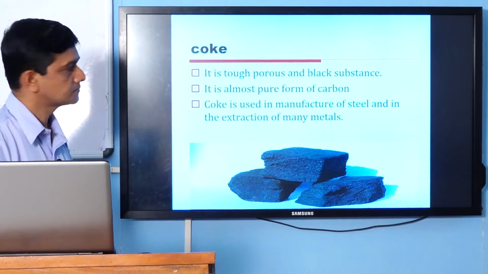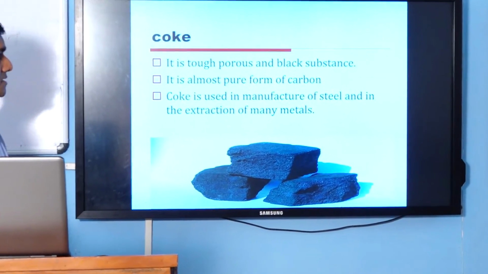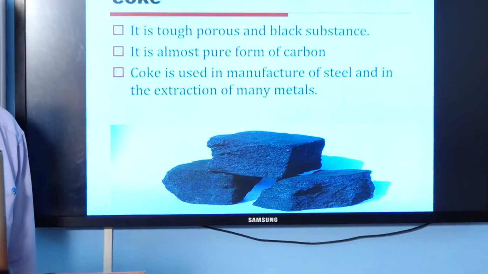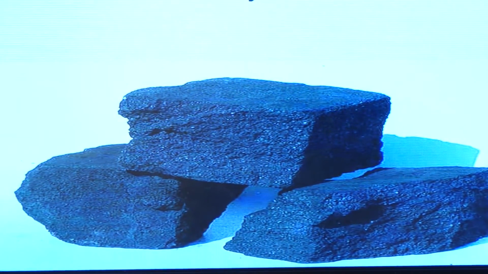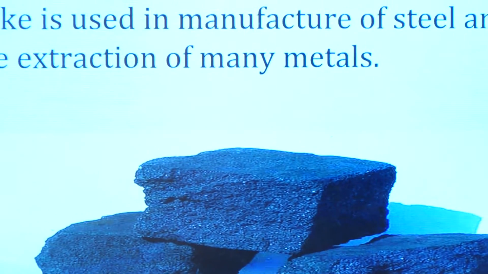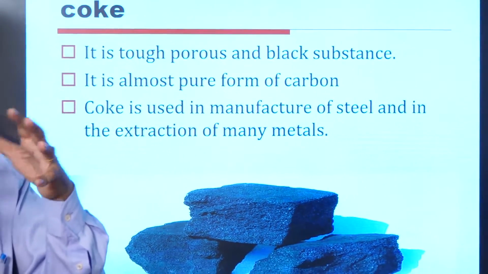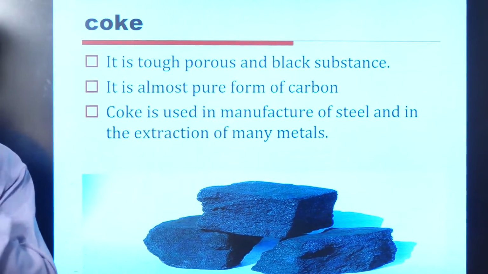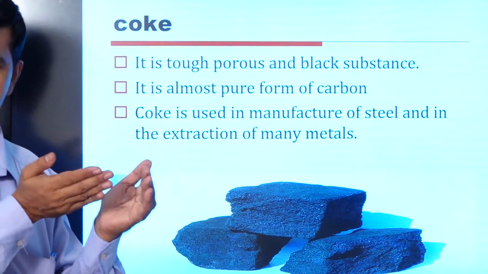First of all, coke. It is a tough, porous and black substance. It is almost a pure form of carbon. It is used in the manufacture of steel and in the extraction of many metals. What it does is take away the oxygen from the iron ore and purify it, and we get the pure metal.